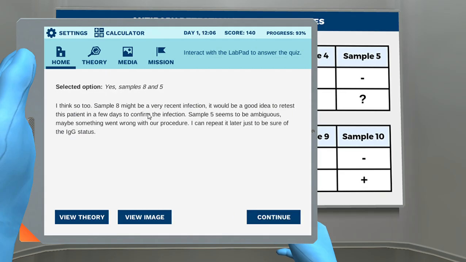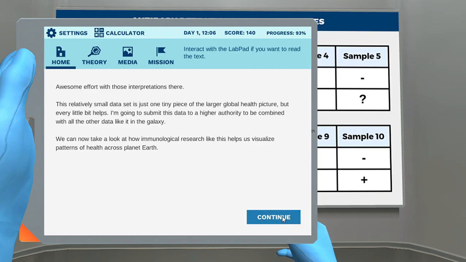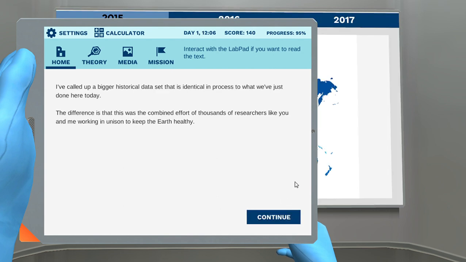I think so too. Sample 8 might be a very recent infection. It would be a good idea to retest this patient in a few days. Awesome effort with those interpretations there. I've called up a bigger historical dataset that is identical in process to what we've just done here today. The difference is that this was the combined effort of thousands of researchers like you and me working in unison to keep the Earth healthy.